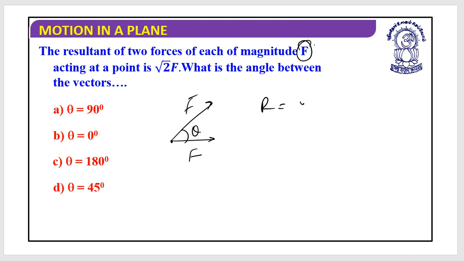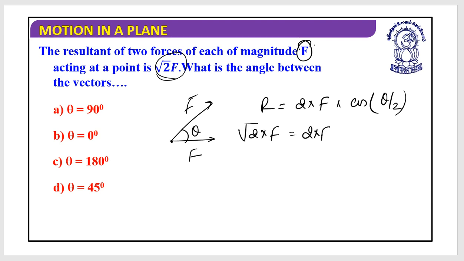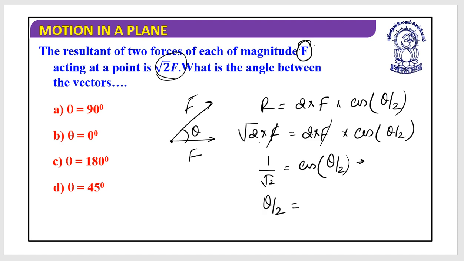What I can have is R equals 2 into f into cos of theta by 2, and their resultant is root 2 f. So root 2 f equals 2 into f into cos of theta by 2. The f's cancel, and this is root 2 by 2, that is 1 by root 2, equals cos of theta by 2. So theta by 2 is 45 degrees in the cos, so theta would be equal to 90 degrees. This would be the case.